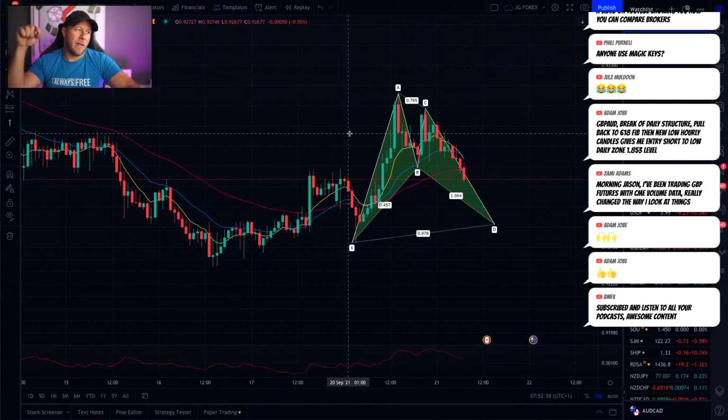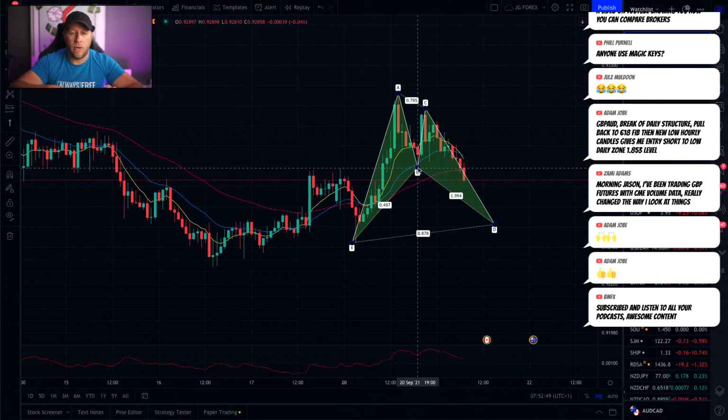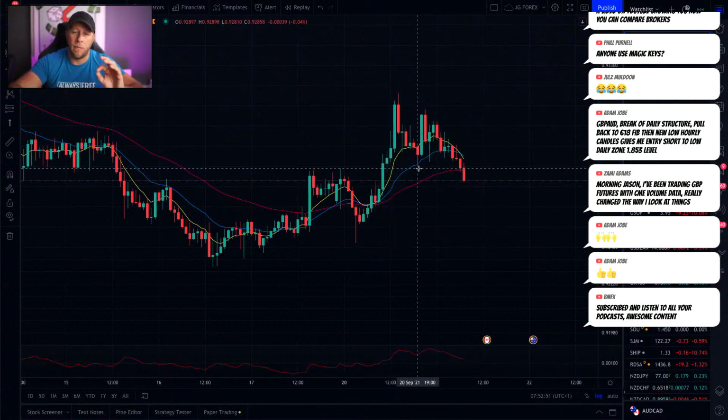Now the difference with this one is it's going to depend on the data. In order for a bat pattern to be valid, the B point has to hit the 50% retracement, okay? And this particular one doesn't on this data. Your data might be a couple of pips out, so it doesn't hit the 50%. That means it's invalid. We don't want to draw those invalid patterns on. We want to focus on patterns that are valid.